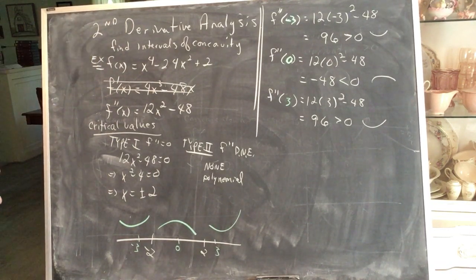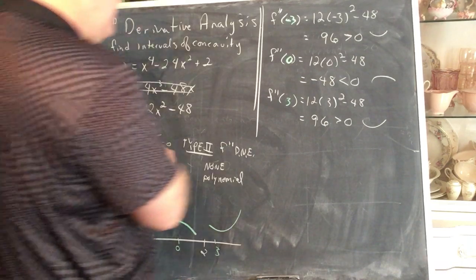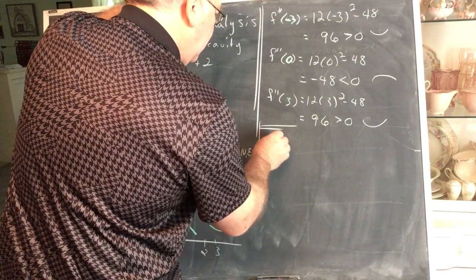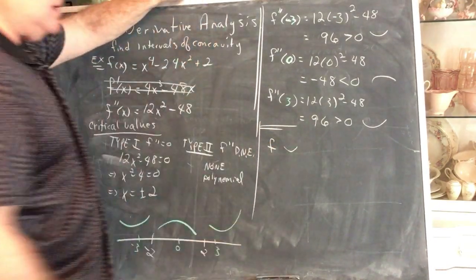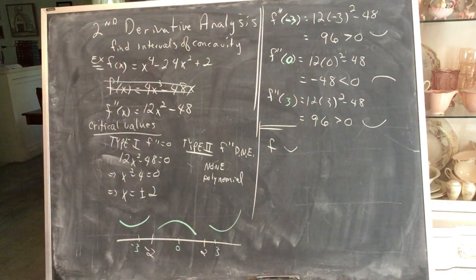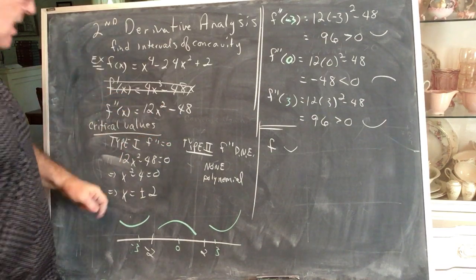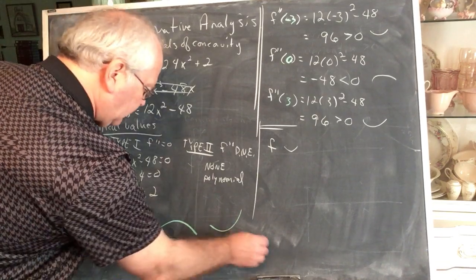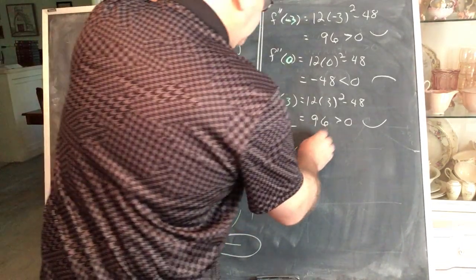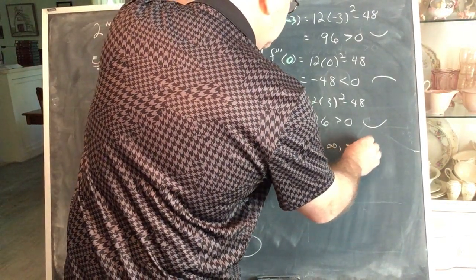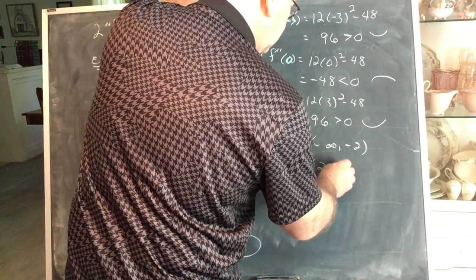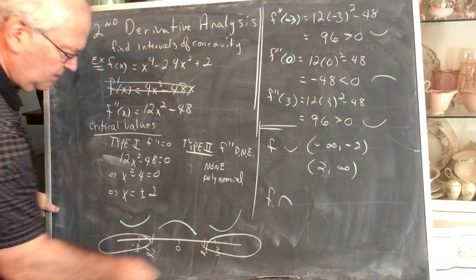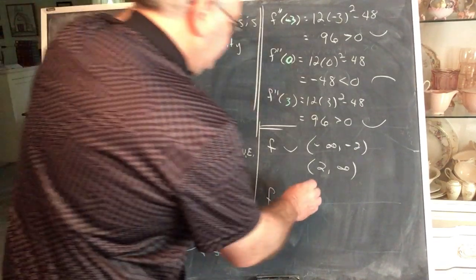So now we can state our conclusion regarding the intervals of concavity. Our conclusion then is that the function is concave up on the interval from negative infinity to negative 2, and the interval from 2 to infinity. And the curve is concave down on the interval in between, from negative 2 to 2.